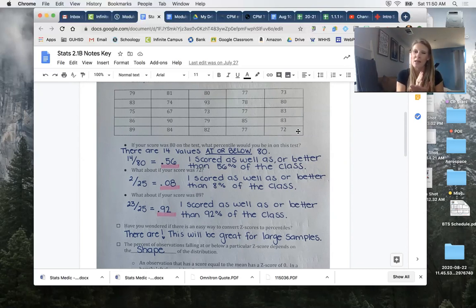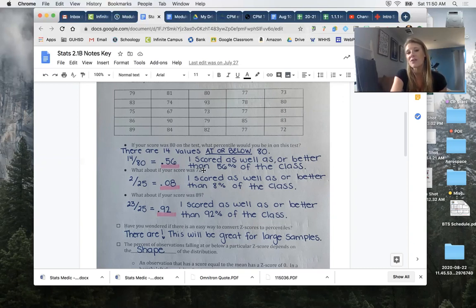So I am the 14th value in the class, or I scored as well as or better than. That's how we always say it. I did as well as or better than 14 out of the 25, which would put me in the 56th percentile. So again, this number right here, ignore that. That should be a 25. 14 out of 25 is 0.56, which means I'm in the 56th percentile. I did better than average because I'm above that 50% mark. Okay. So you can see that I've done that for a couple more.